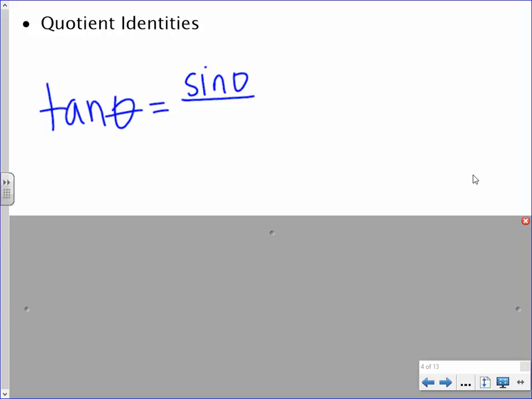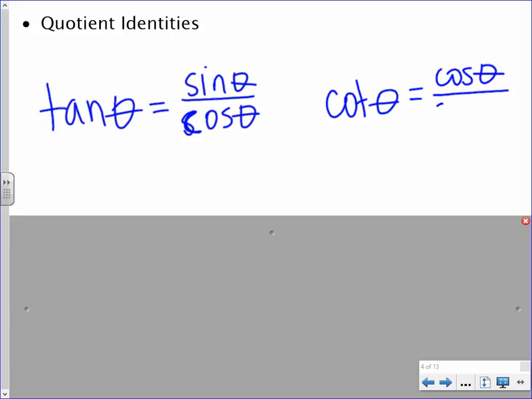Sine over cosine. Okay, tangent, we take y over x from our unit circle, which is the sine over the cosine. Similarly, the cotangent from our unit circle, we like to take x divided by y, which is the same thing as the cosine over the sine value. So those are our two quotient identities. Question number 2 on your quiz.